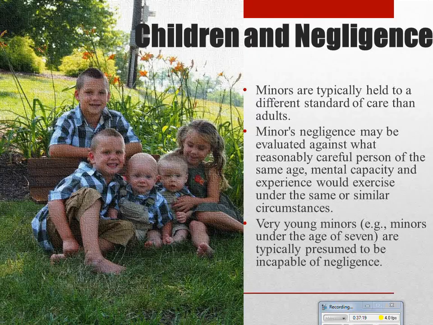Okay, we have negligence in children. Minors are held to different standards of care than adults. Minors' negligence is evaluated against what a reasonably careful person of the same age would do with the same mental capacity and the same circumstances. And very young minors under the age of 7 are typically presumed to be incapable of negligence. These children here, they're my children, some of them, everyone but that one. That one's my nephew. But these children here are all under the age of 7. So none of these children here could really be held responsible for negligence.